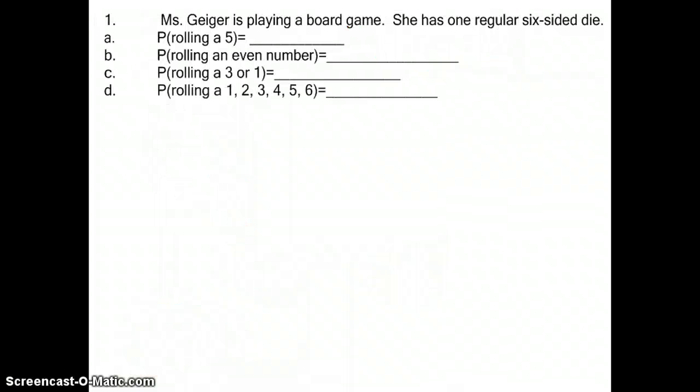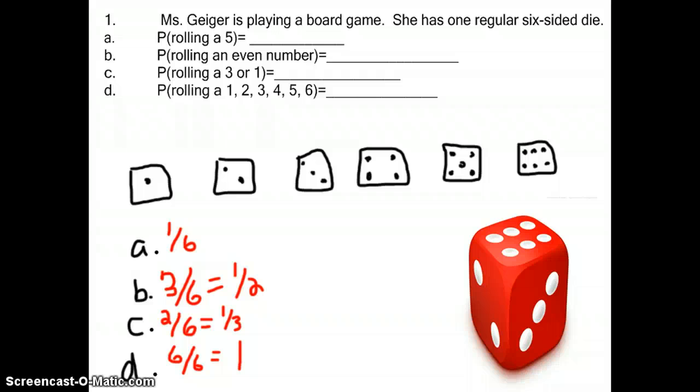Okay, a little bit of probability here. Go ahead and read this one and try to figure it out. Pause your screen right now. Okay, so if we have a regular 6-sided die, I tried my best here, I know I'm not a very good artist, to draw our 6 outcomes. We can get a 1, a 2, a 3, a 4, a 5, or a 6.